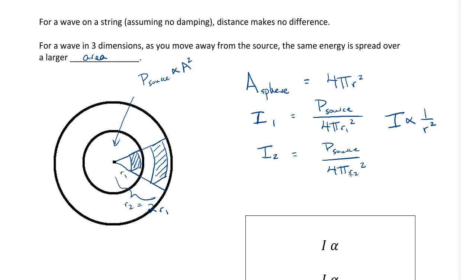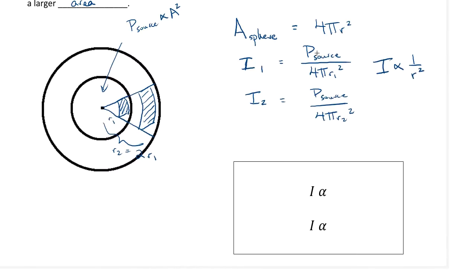And so here's another example of an inverse square law. We've seen one already with Newton's law of gravitation, and we'll see one again with Coulomb's law for the force between 2 charged particles.